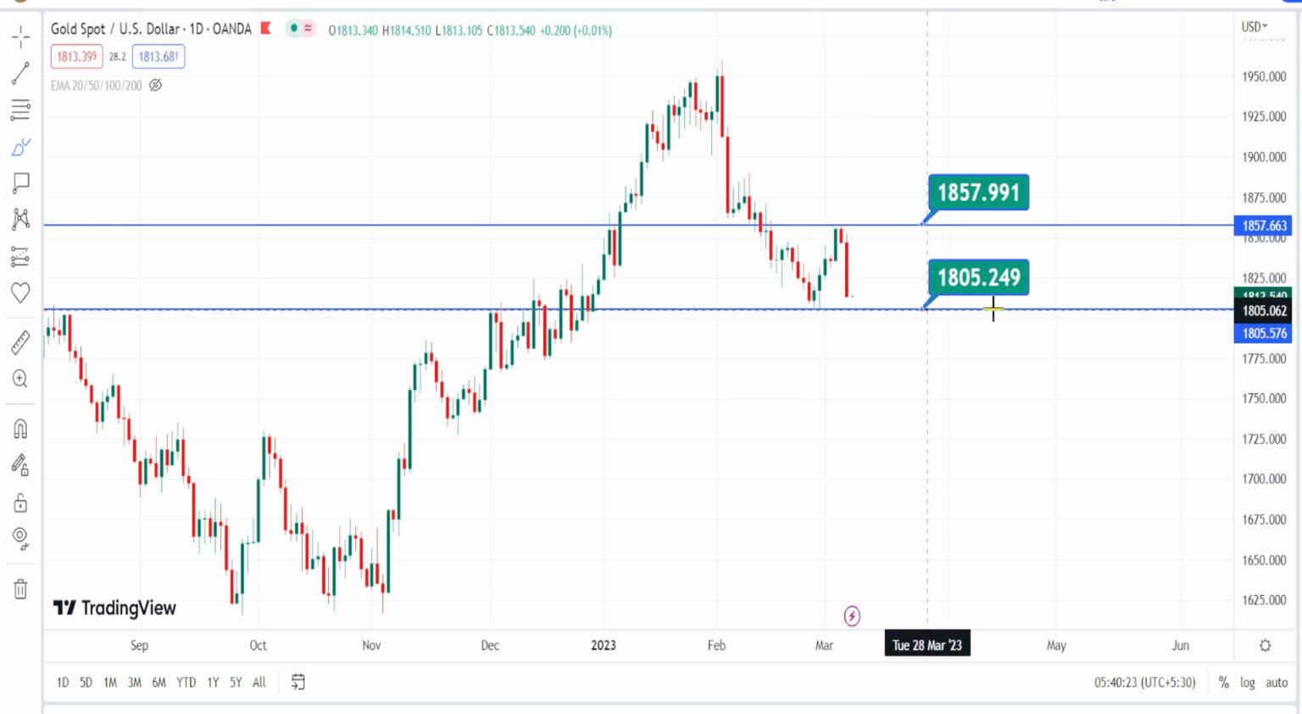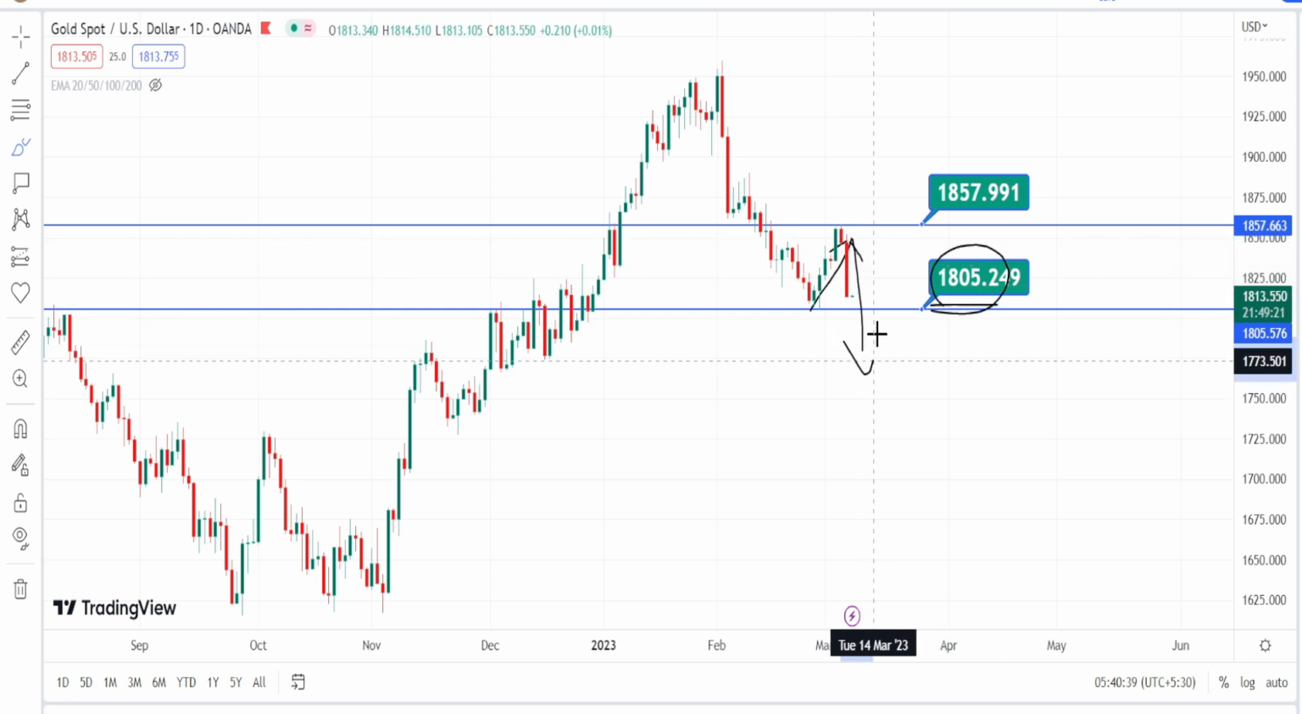But again, this level of 1805 is going to be acting as a very strong support for the current price action, because this is from where we have noticed a price action to pull back on the bullish side retracement. So it has to break this support level in order to continue with current bearish trend.